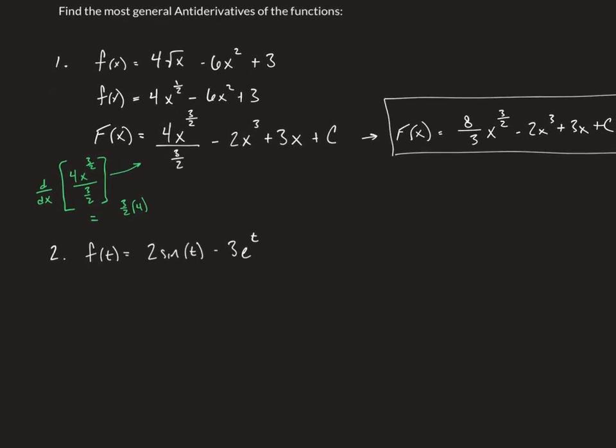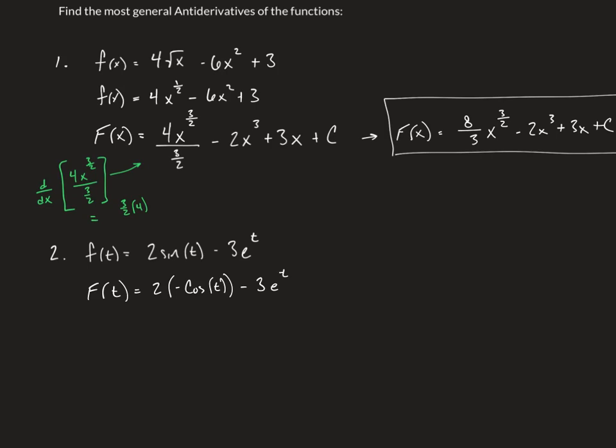We're going to have to remember what happens with our antiderivatives of some special functions, like our trig functions or e to the x functions. In this case, the variable is t, but it doesn't really change anything here. So when I take the antiderivative of f of t, I have big F of t. And the antiderivative of sine of anything is negative cosine of that thing. So 2 times negative cosine of t will be my first term. And remember, the derivative of e to the x is itself. So this antiderivative is just going to stay the same.